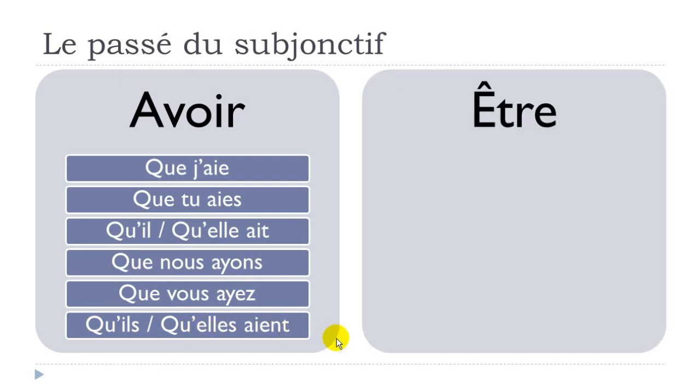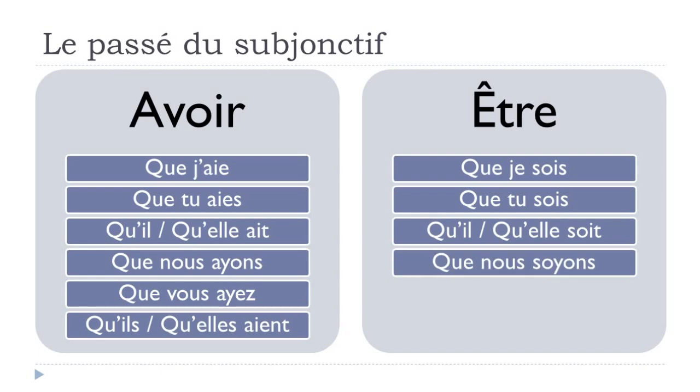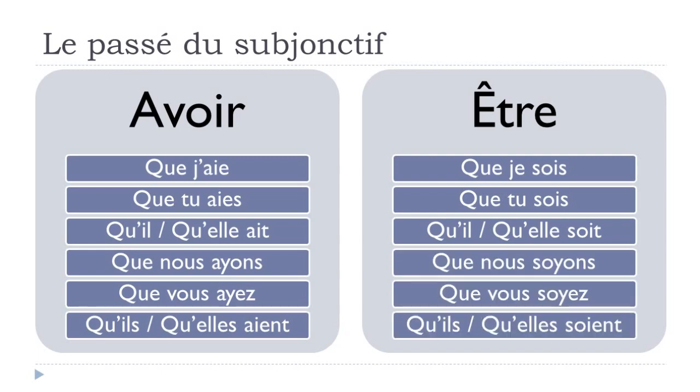All right, and then être will go like que je sois, que tu sois, qu'il soit, qu'elle soit, que nous soyons, que vous soyez, qu'ils soient, qu'elles soient. Okay, and then one more time, just for the fun. Que je sois, que tu sois, qu'il soit, qu'elle soit, que nous soyons, que vous soyez, qu'ils soient, qu'elles soient.